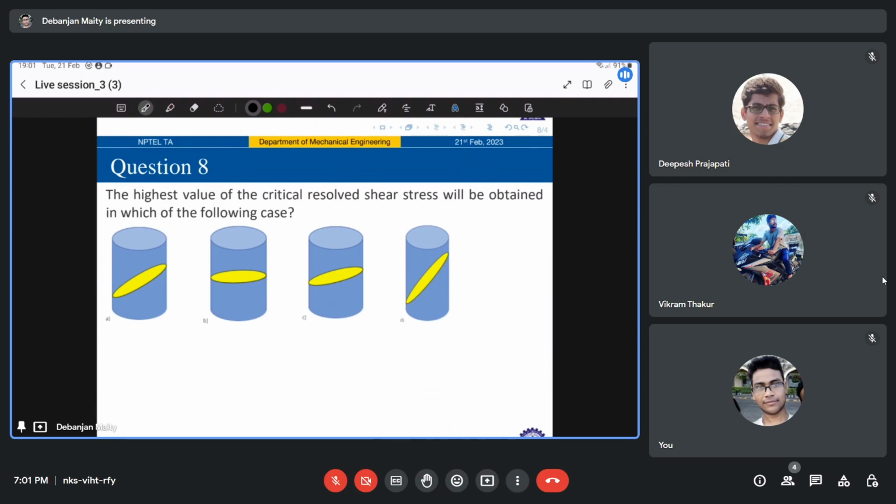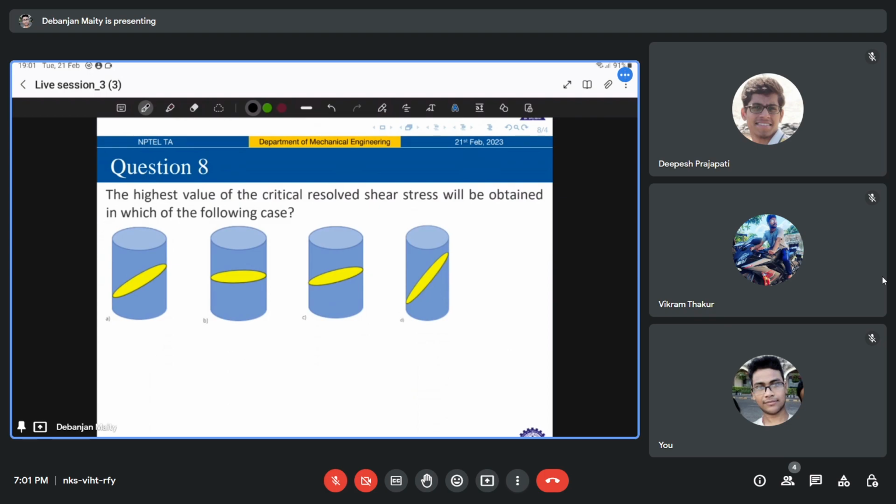So this is some question from critically resolved shear stress. So before going into this critically resolved shear stress, we did some discussion on slip and twinning. Can you tell me some differences between slip and twinning? Okay, let it be. You can go through any kind of theory book.